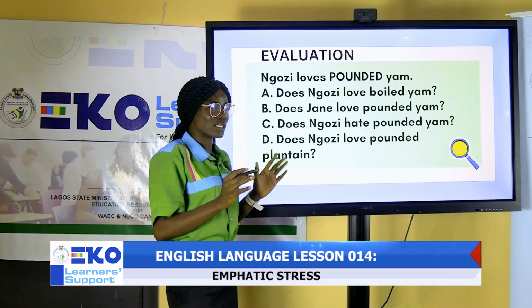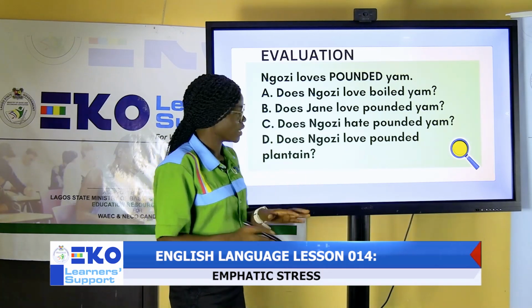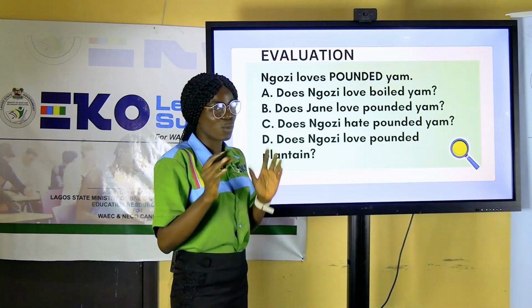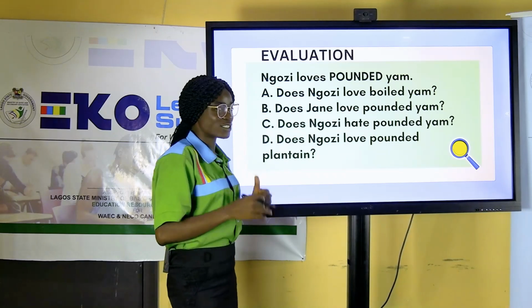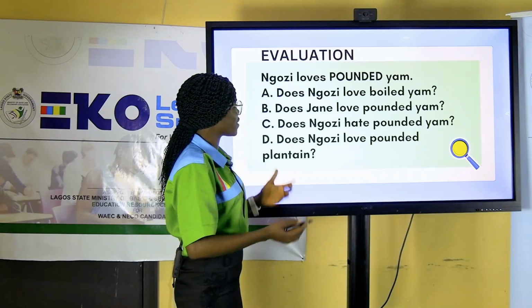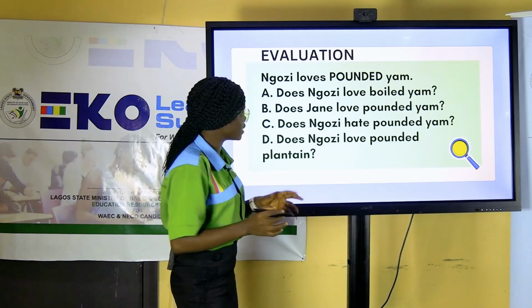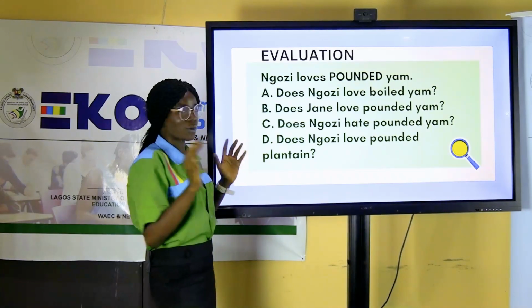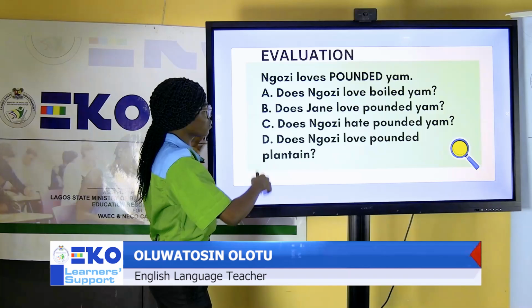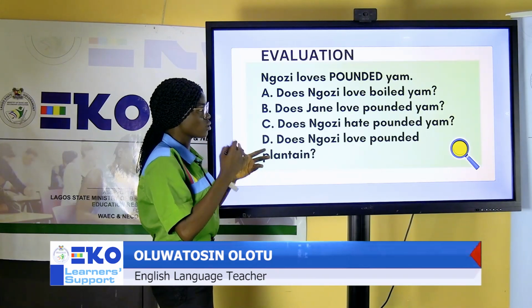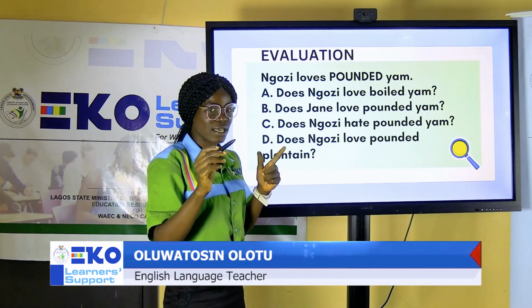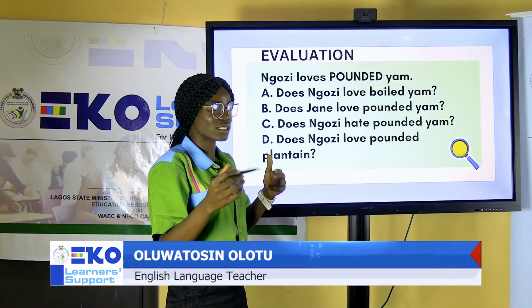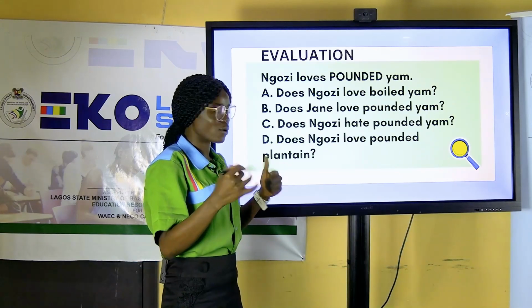The emphatic stress is not on fried yam. The emphatic stress is not on boiled yam. The emphatic stress is not on roasted yam. But the emphatic stress is on pounded, not on loves, not on Ngozi, not on yam. So that's how you get your answer. Now look at the options. What contradicts the emphatic stress? What contradicts the word that is laid emphasis on?